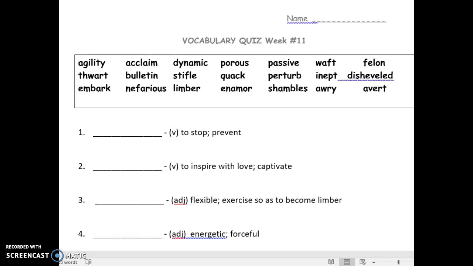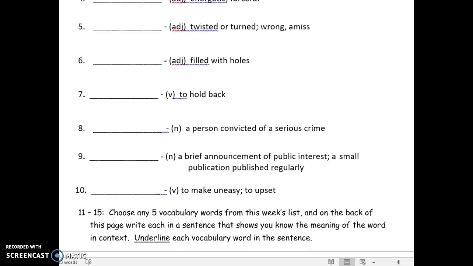Number 1 is a verb. It means to stop or prevent. Number 2 is a verb. It means to inspire with love or captivate someone. Number 3 is an adjective. It means flexible or to exercise to get more limber. Number 4 is an adjective. It means energetic and forceful.